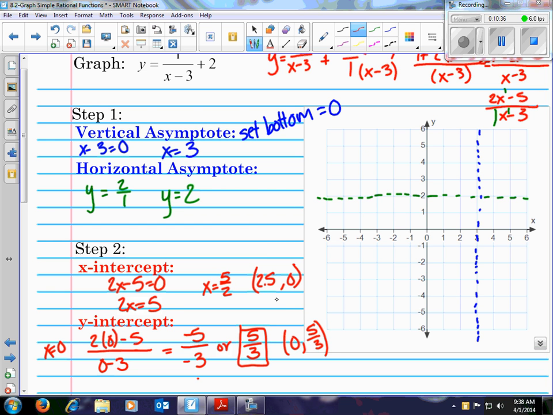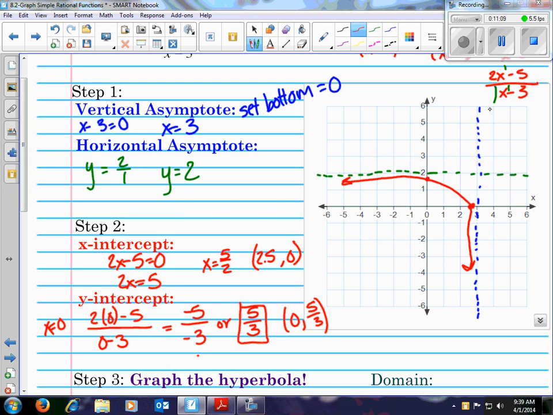So now I'm going to plot these 2 points. So I have 2.5, 0, so here, and 5/3 is like 1.7. So I have 0, 1.7-ish, so it's about right here. So I have this side of my hyperbola. Now, the real problem is that I need this side, but I can't just graph it randomly. I need at least one point so I know kind of where the graph is supposed to be.